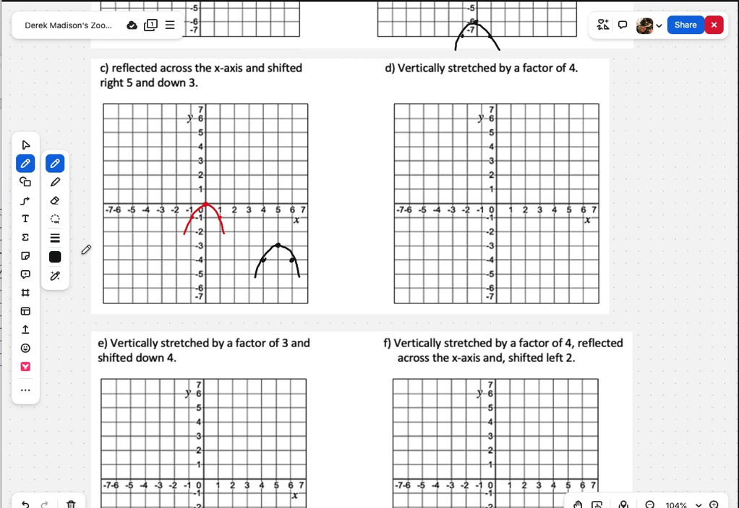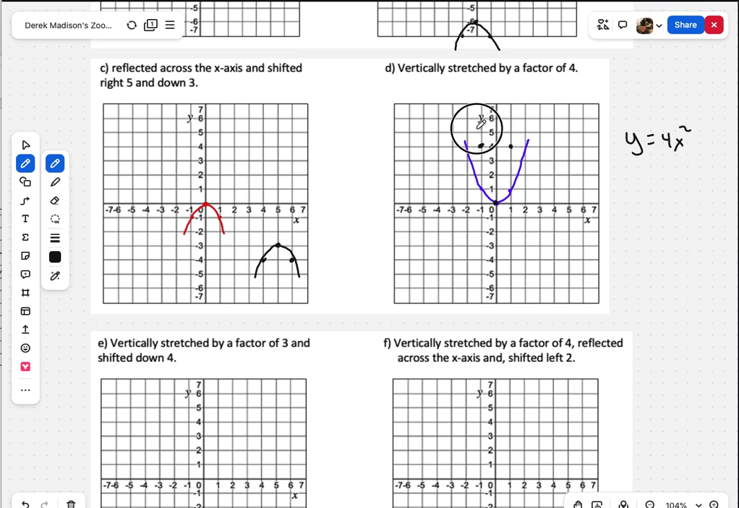Vertically stretched by a factor of 4. Okay, so let me draw a parent function in here. And then if I stretch that by a factor of 4, the vertex would stay the same because 0 times 4 is still 0. But normally if I have y equals 4x squared and I put in 1, instead of getting out 1 like I do for the parent function, it's going to be 1 times 4. It's just going to make that 4 times taller. So that's our vertical stretch.